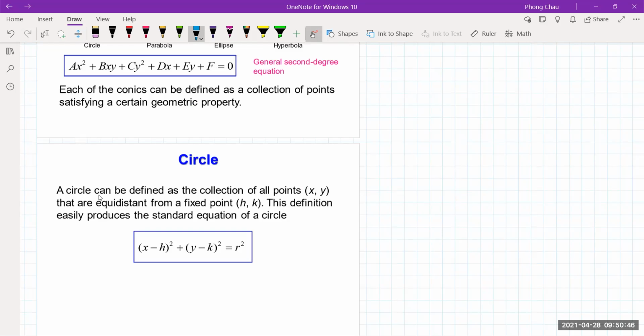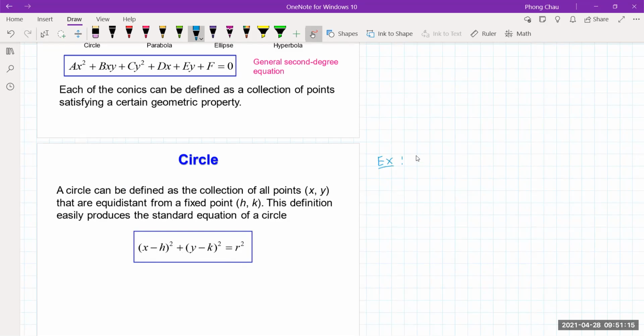Now, in general, a circle can be described or defined as the collection of all points x, y that are equidistant from a fixed point h, k. This definition easily produces a standard equation of a circle, right? x minus h squared plus y minus k squared equals r squared. So again, I can do a quick example here.